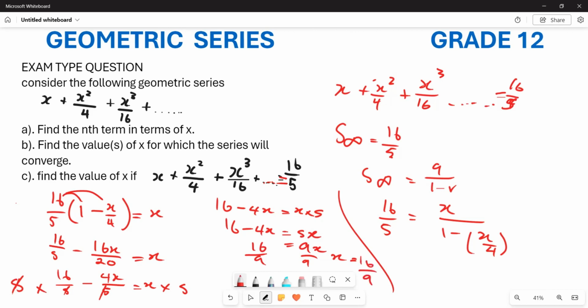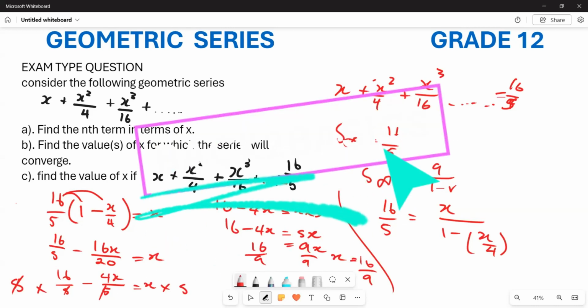Altogether, this is how you're going to solve this type of equation. So hopefully this makes sense to you. And thank you very much.